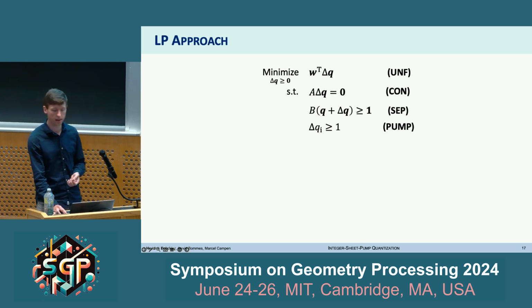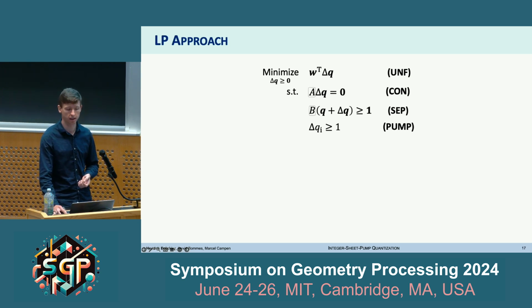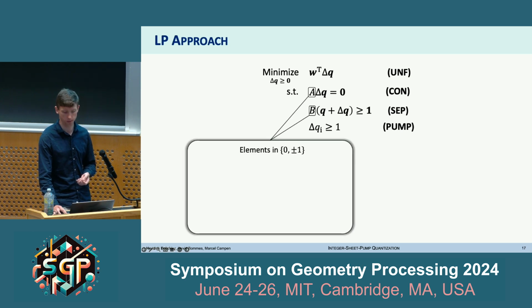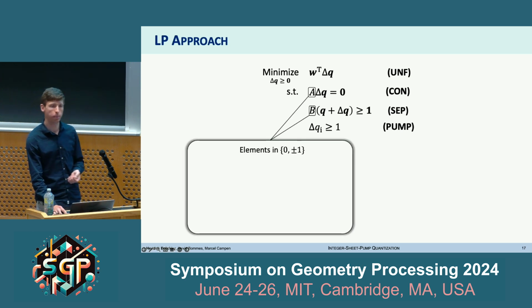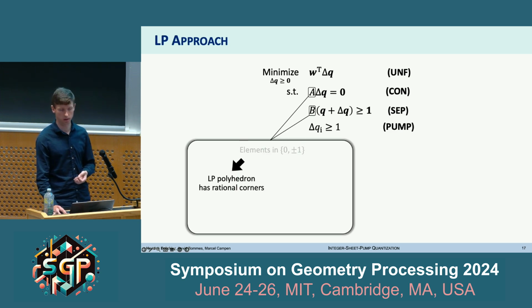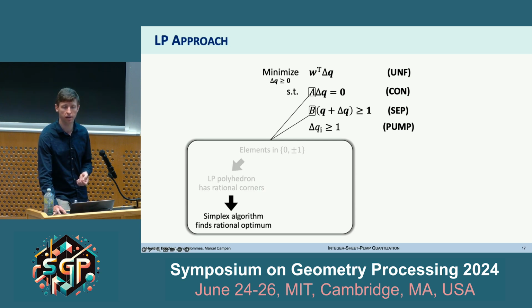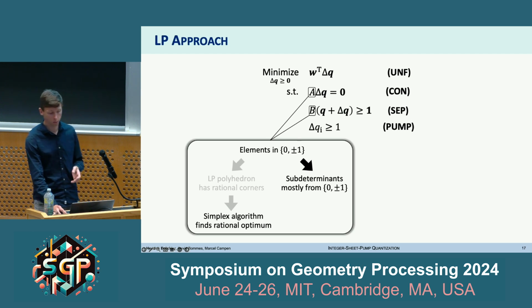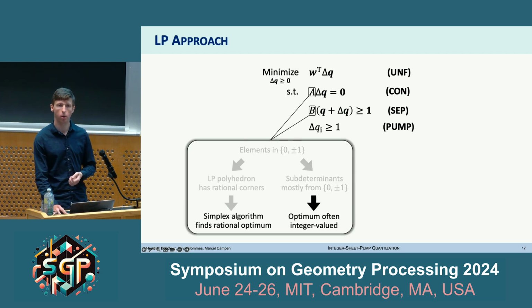The properties of this LP are now mostly determined by matrices A and B. So these matrices by construction contain only zeros, ones, and minus ones. And those are integers, so our LP constraint polyhedron has only rational corners. And because the classic simplex method explores exactly these corners, it will always find a rational optimum at least. We also observe that the matrix subdeterminants are mostly, but not exclusively, 0, 1, and minus 1 as well. And we conjecture that this is the reason that the continuous optimum often is already integer valued.